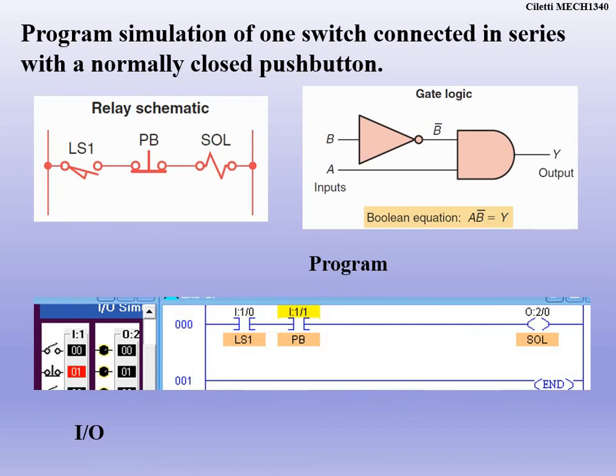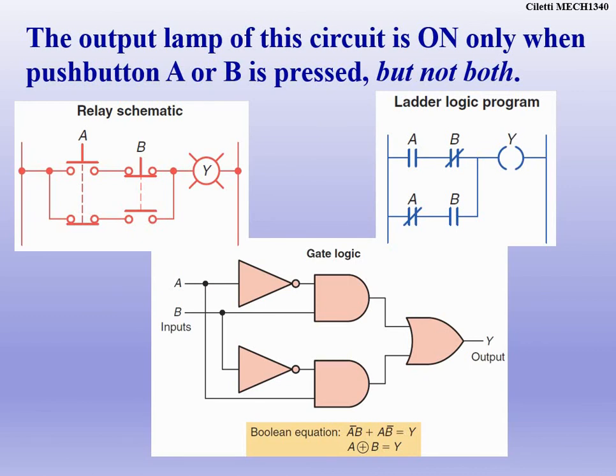Here's what it would look like. Notice it's a little bit different with how Allen Bradley does it. In Siemens, we will have normally closed contacts in the program. Now we can see this schematic: we have A and not B, or not A and B. This is what I was telling you about earlier. This is an exclusive OR.